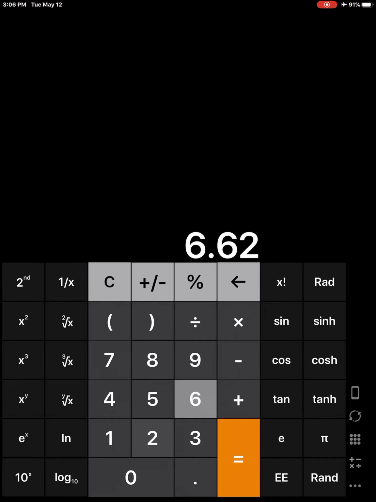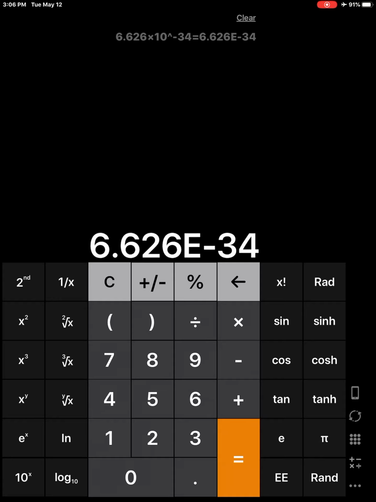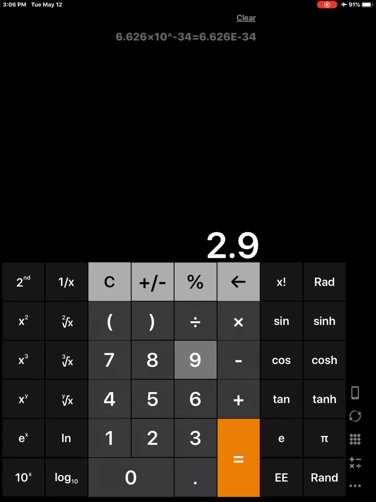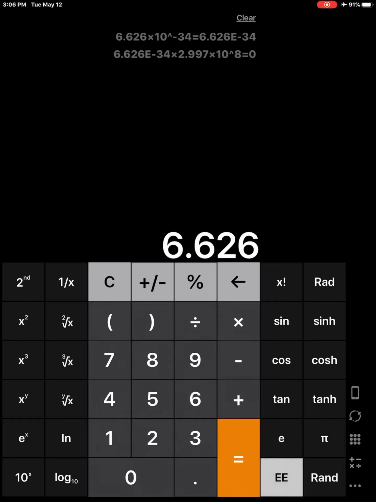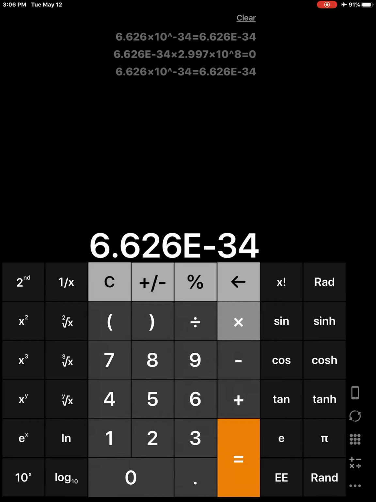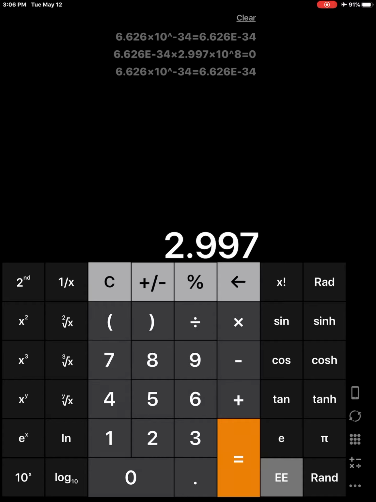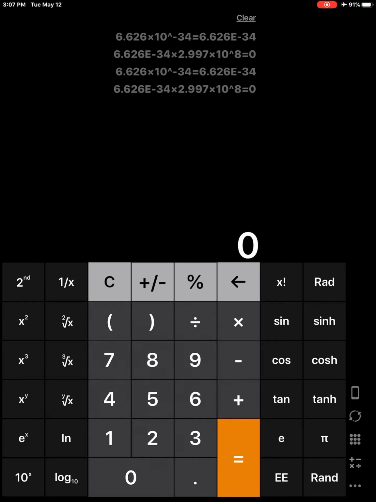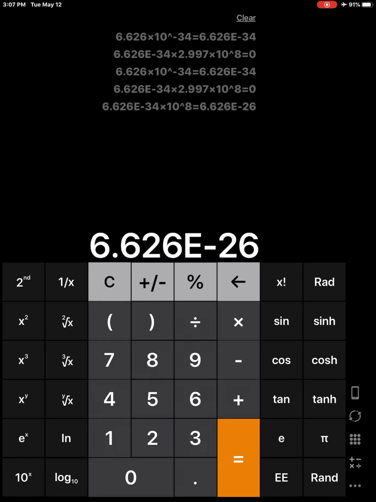Okay, so 6.626 times 10 to the minus 34, that's h, times 2.997 times 10 to the 8th, that's c. Oops, let's try that again. That's not working, so we'll go ahead and use parentheses. 6.626 times 10 to the minus 34. There we go. Okay, so there's our h.